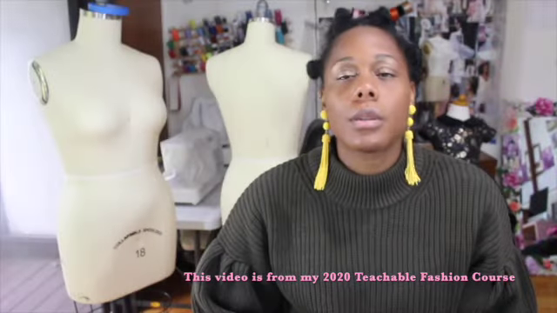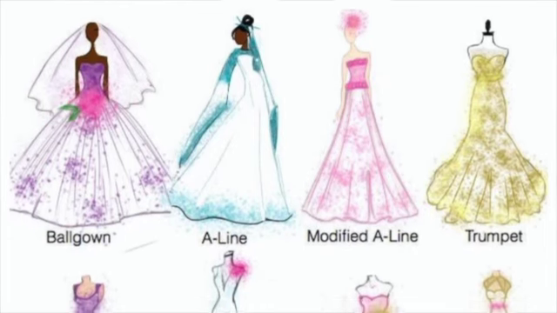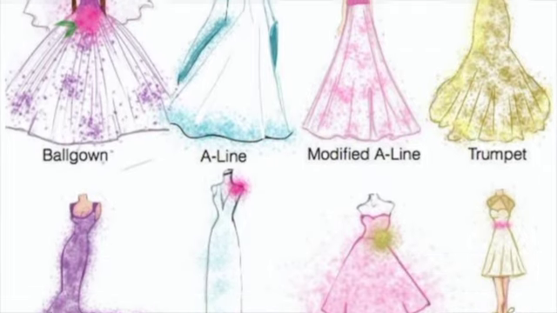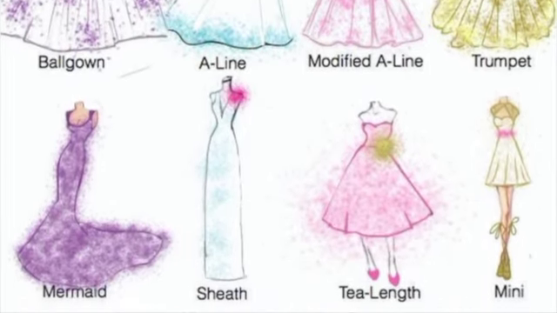So the next lesson we're going to be covering is the different kinds of train types. We're going to be working on creating our own shift dress. But before we do that, I wanted to make sure you guys understood a couple of things: the different kinds of dresses that are available, silhouettes, and the train types.